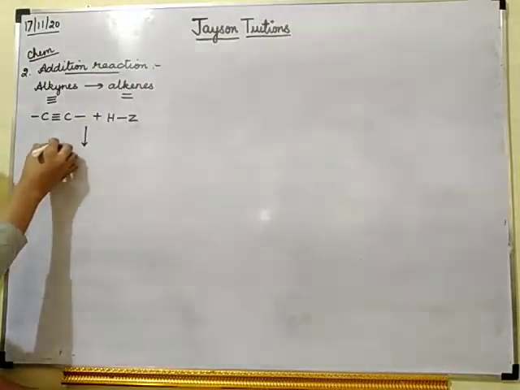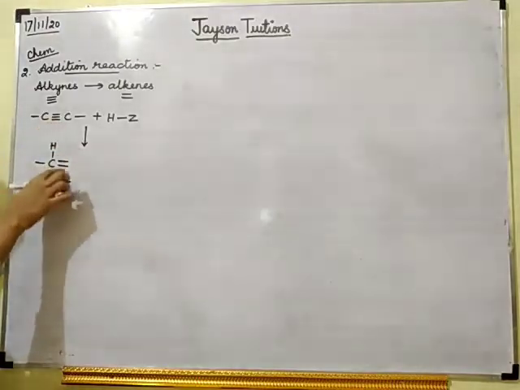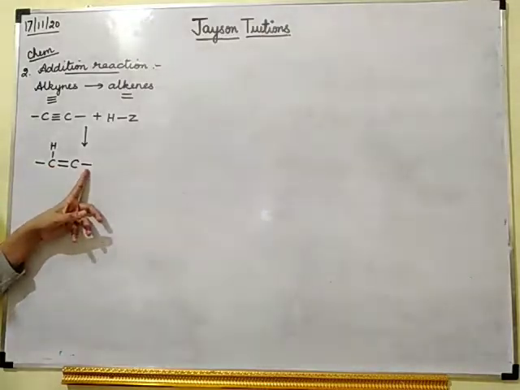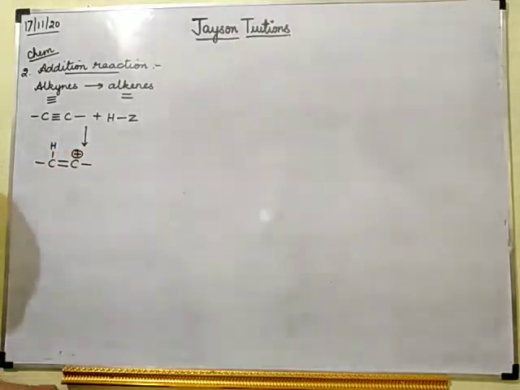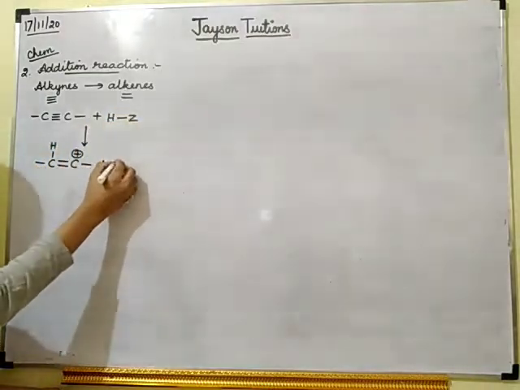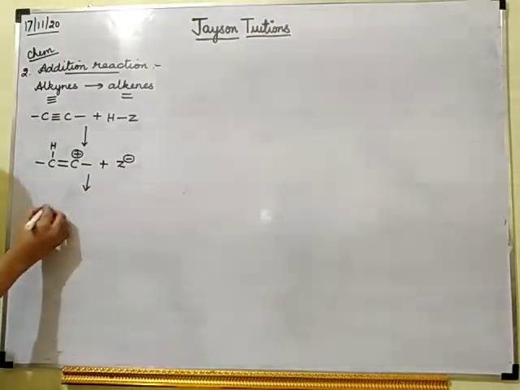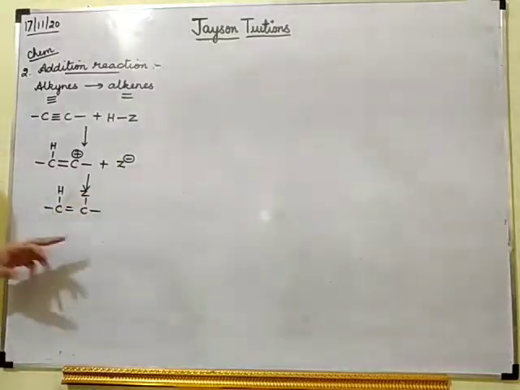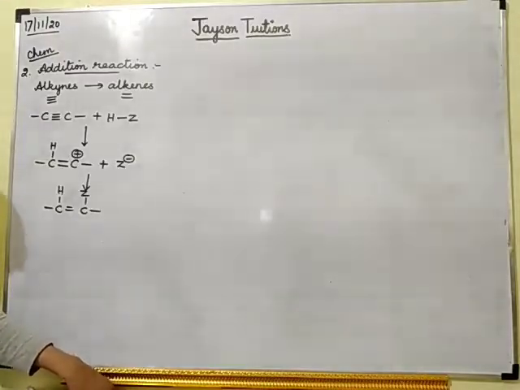First this H will attach to any one carbon. So suppose if the hydrogen is attaching to this carbon, the triple bond will change into double bond. If the carbon is having only 3 bonds, it will get a positive charge. So here H has gone outside, okay, so it will become Z minus. So now this positive and negative will attract and it will form CH double bond CZ bond. Okay, so this is how you will get the product.